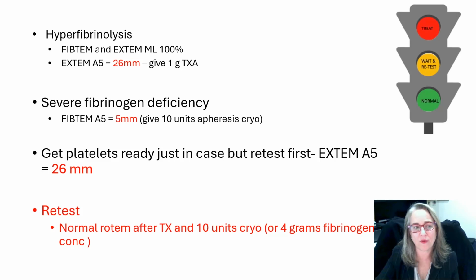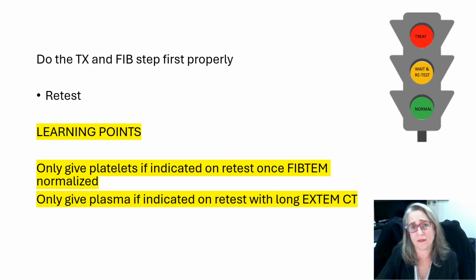There's a severe fibrinogen deficiency. 10 units of apheresis cryo is indicated using our algorithm. Because we're in the danger zone, platelets should be ready and platelets may be given. I think it'd be better to have them ready depending on the direness of the situation. That's not a word. On retest, after this was given, in fact, after tranexamic acid and 10 units of cryo, the test was then normal.